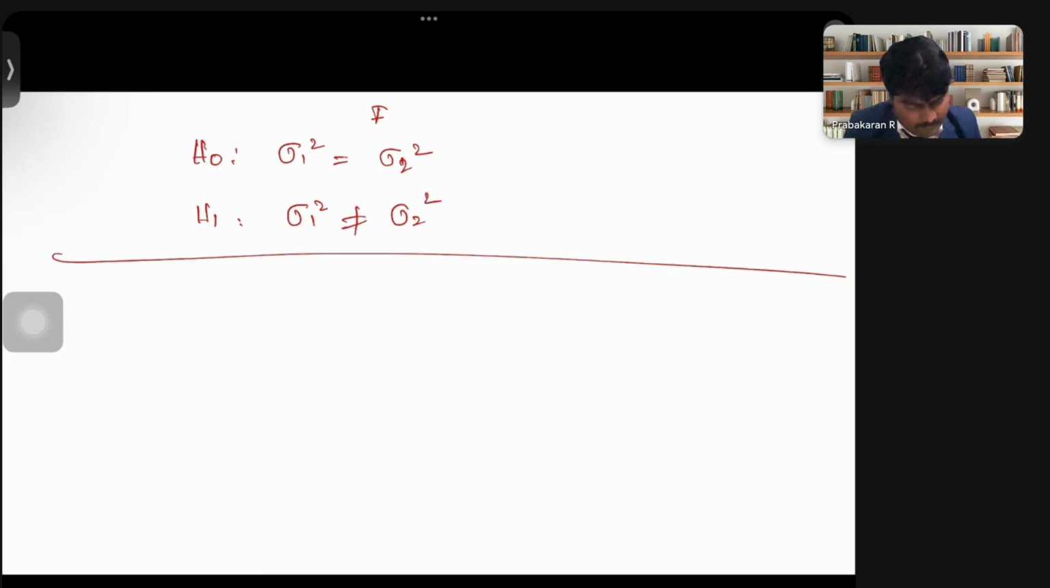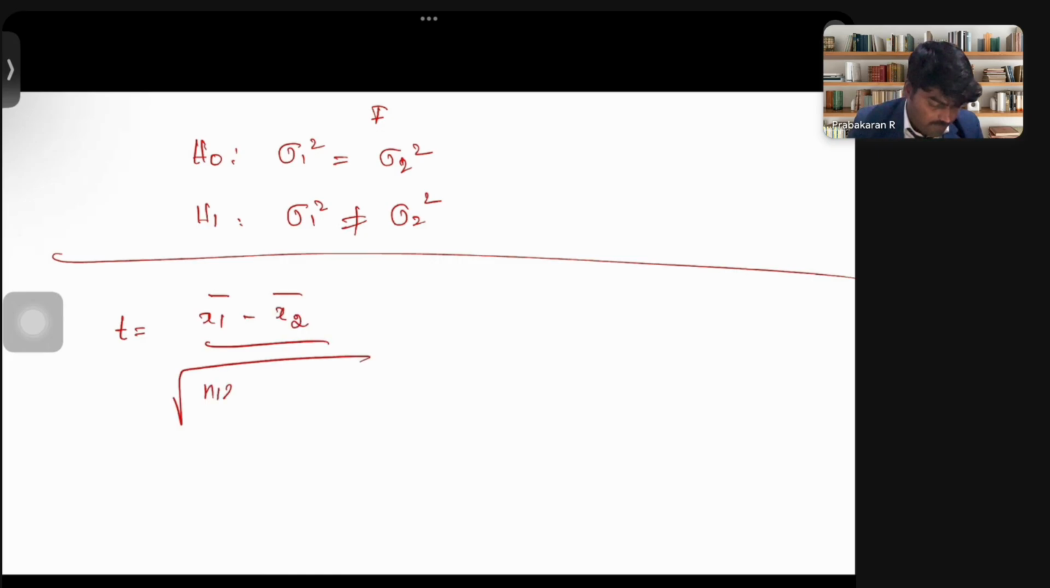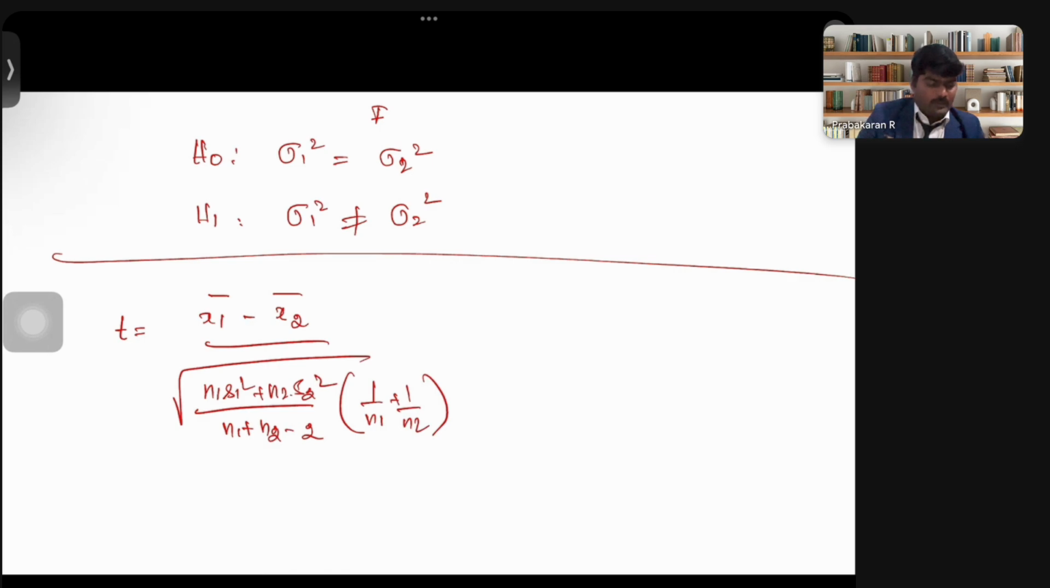So the formula for the t-test is, we are going to compare the means of two samples, right? X1 bar and X2 bar, divided by the square root of N1 S1 square plus N2 S2 square by N1 plus N2 minus 2, times 1 by N1 plus 1 by N2. This is the t-test formula for comparing the two samples means.